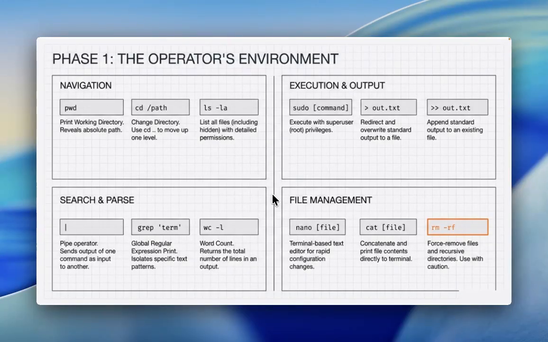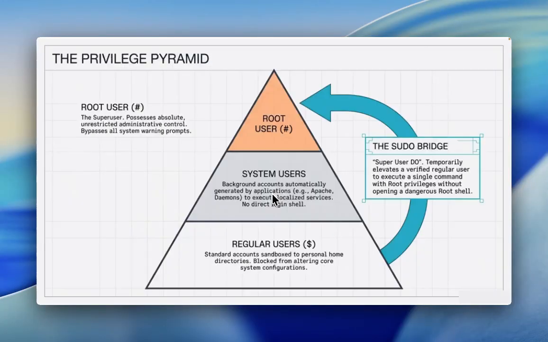Pipe is a search operator, sends output of one command as an input to another. grep, global regular expression print, isolates specific text patterns. wc -l, word count, returns the total number of lines in an output. nano, a terminal based text editor for rapid configuration changes. cat concatenates and prints file content at your terminal. rm -rf force removes files and directories. Use with caution.